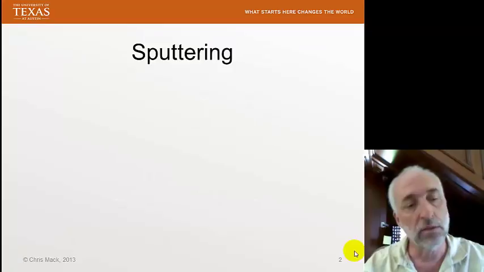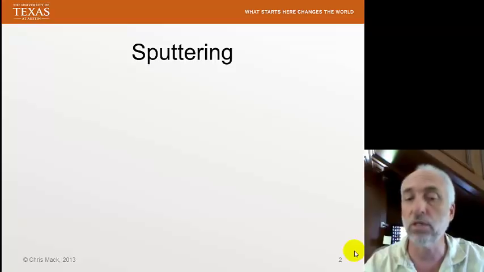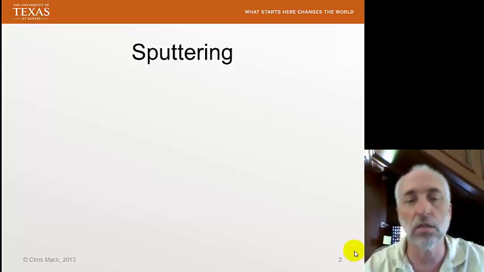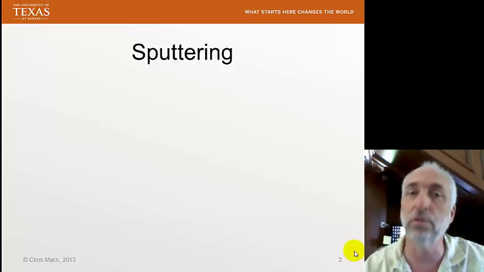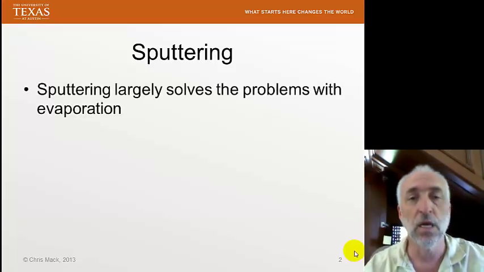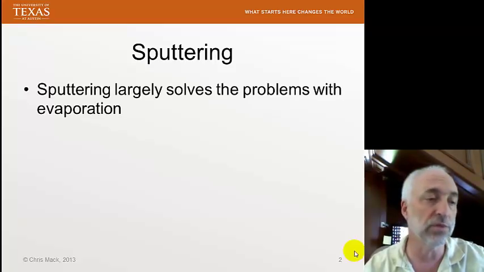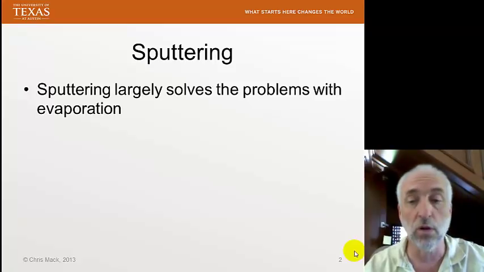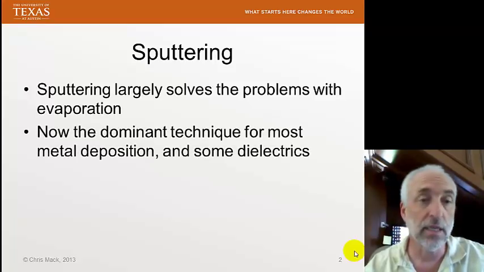We talked about, in the last two lectures, evaporation as a technique for depositing mostly metals, but also a few dielectrics onto wafers. That technique is not as commonly used today because we have a better alternative, and that better alternative is sputtering, or sputter deposition. Sputtering largely solves the problems that we saw with evaporation, problems of uniformity, of control, of quality of films, and it has now become the dominant technique for most metal deposition, and some dielectrics as well.